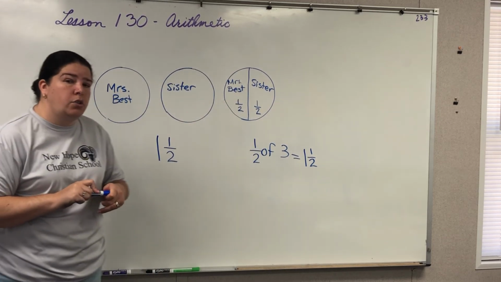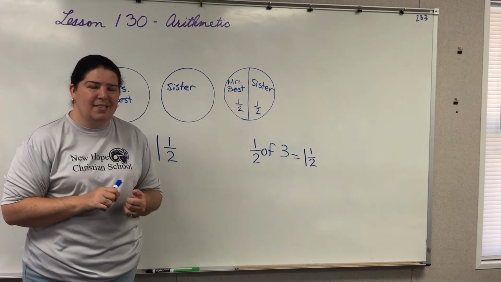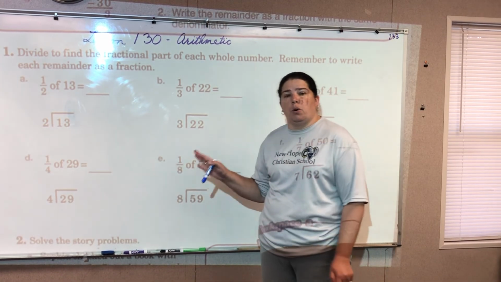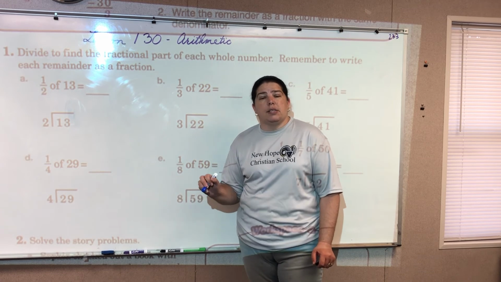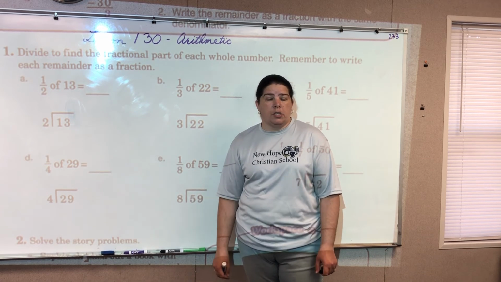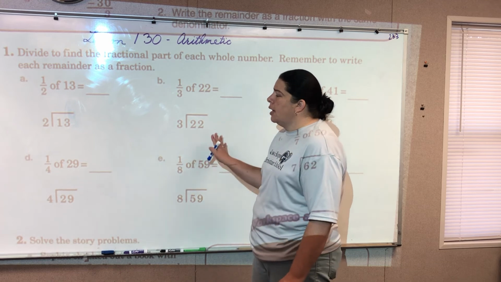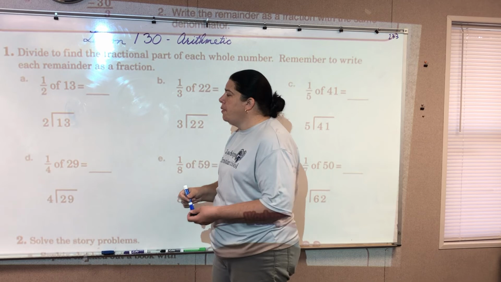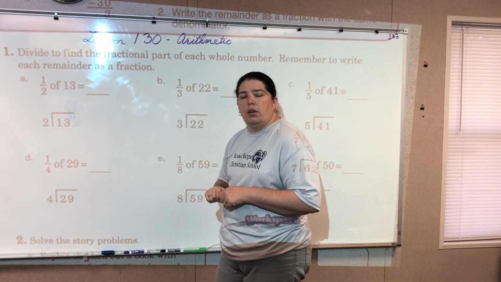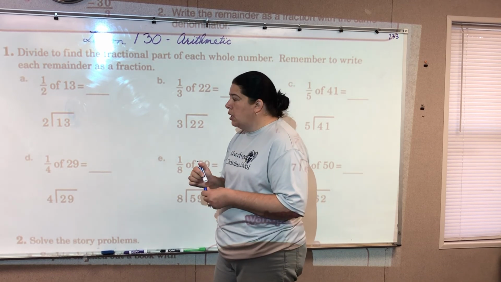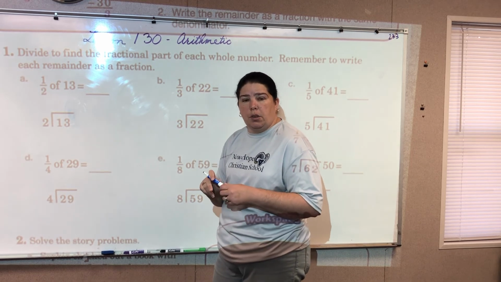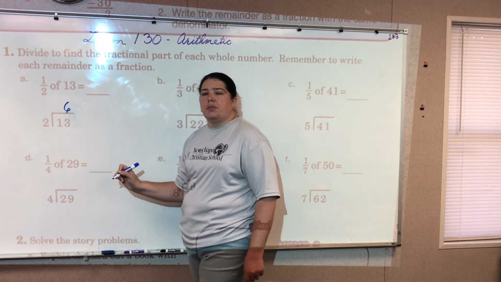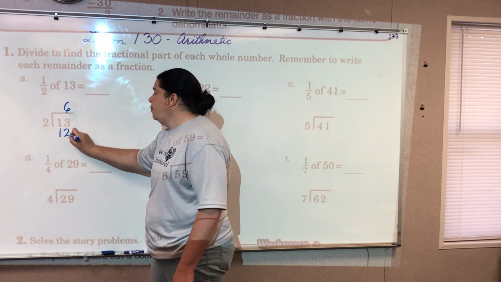So let's go ahead and do some of these problems. Boys and girls, I hope you can see my screen okay. We're going to do a few of the problems on your worksheet, page 259, together, and then you're going to finish the rest on your seat work time. So on letter A, I have 1/2 of 13. Tell me about what you know about multiplication, about 2's. 2 times what is close to 13? 2 times 6 is close to 13, and 2 times 6 equals 12.